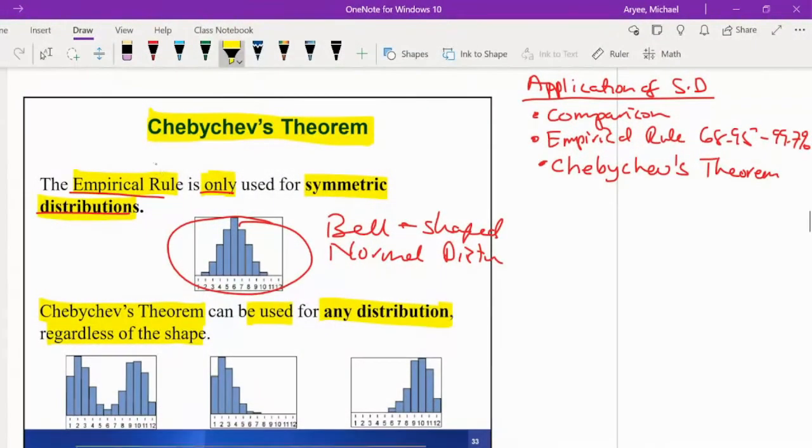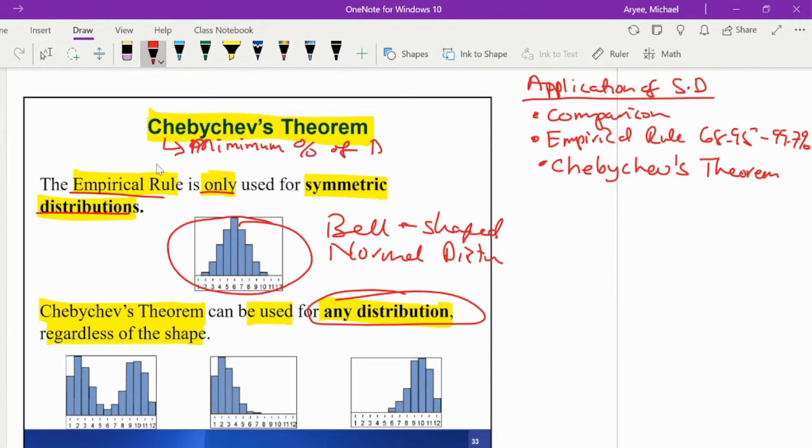Okay, sorry about that. The shape could be skewed. The shape could be anything. So Chebyshev is for any distribution. Empirical is only for symmetrical. Chebyshev is for any distribution. Once again, it's looking at the minimum.